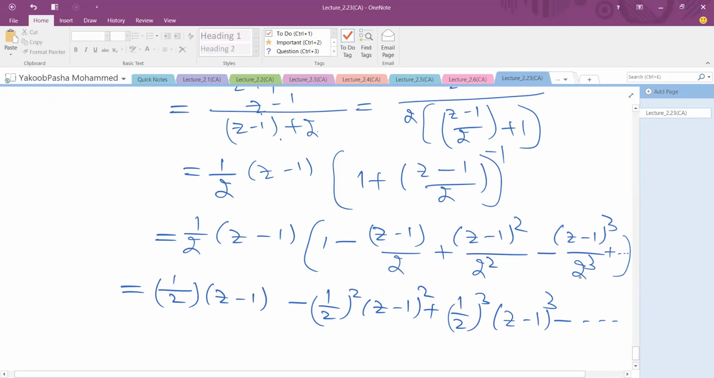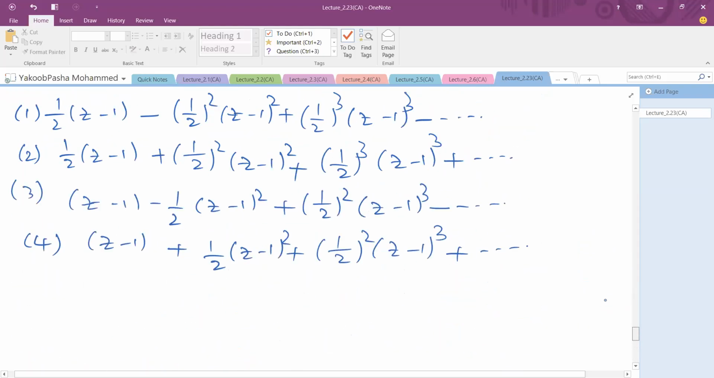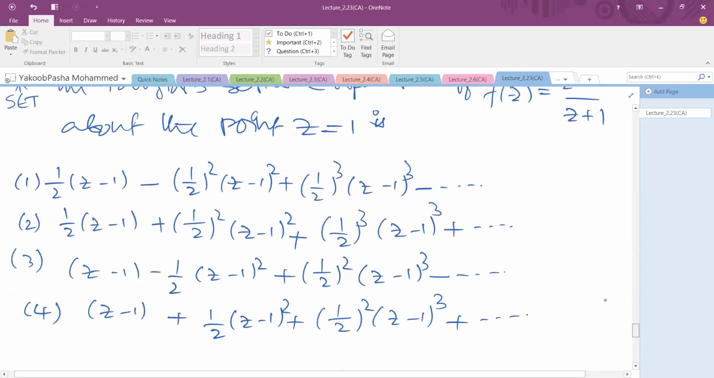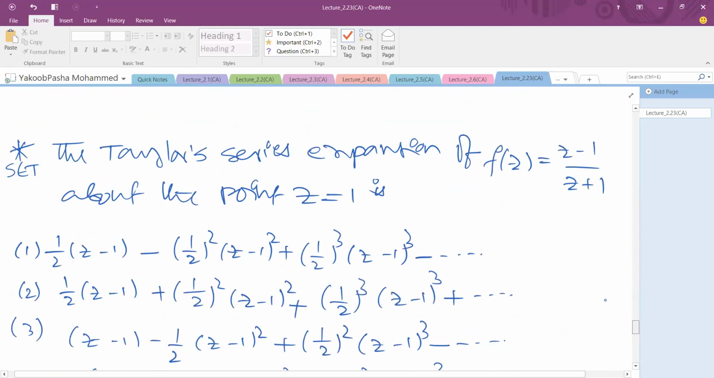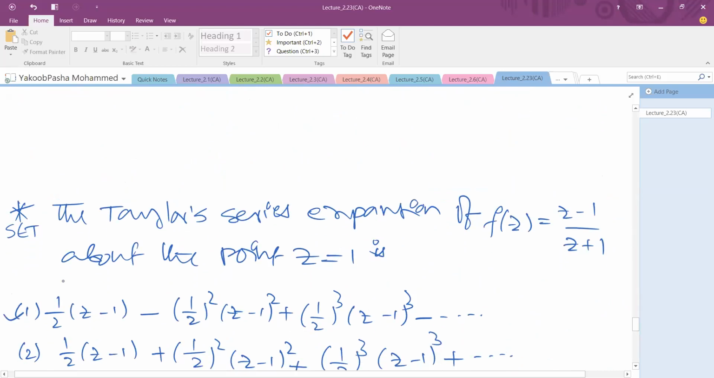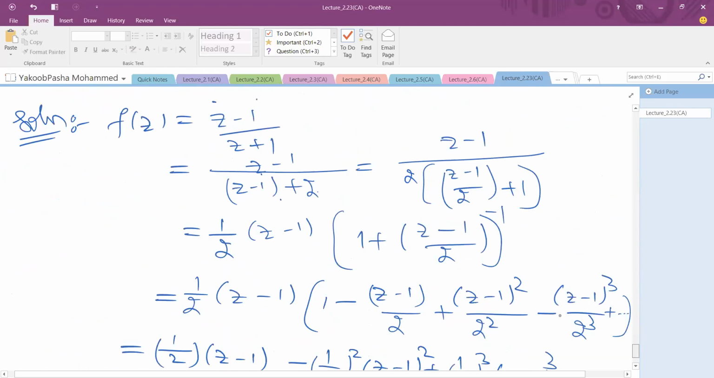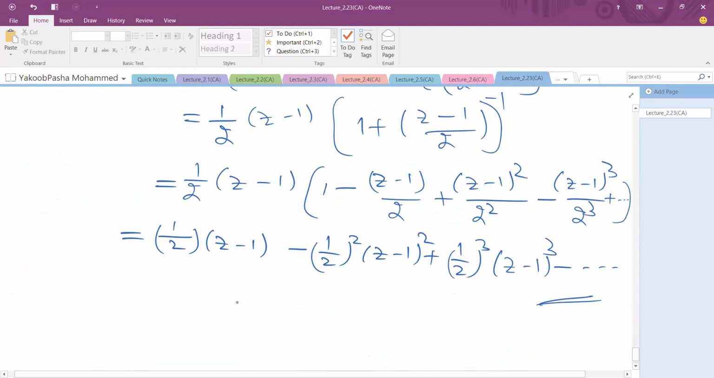Next term, 1 by 2 whole to the power of 4 into (z minus 1) whole to the power of 4. This term is okay. 1 by 2 (z minus 1) minus 1 by 2 (z minus 1) whole square. So the first option is the right option. Okay, first option. Therefore, option 1 is correct.